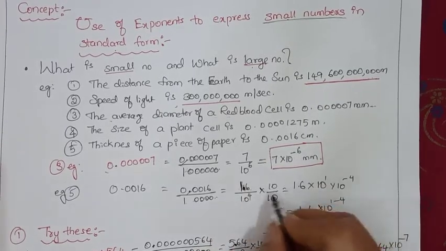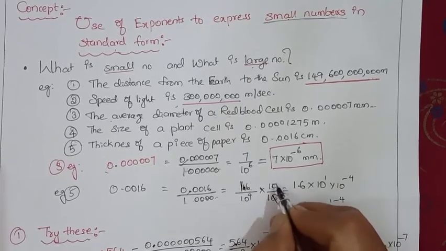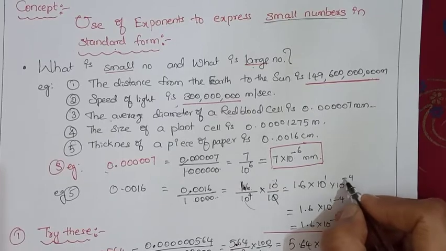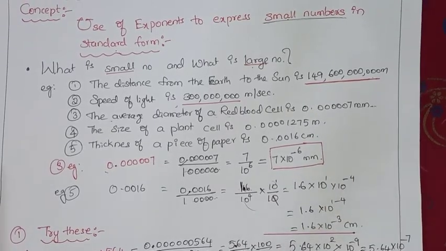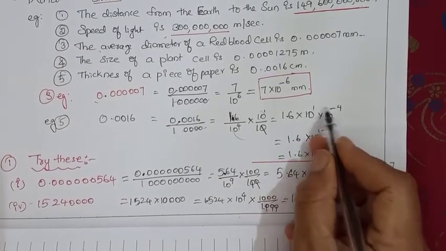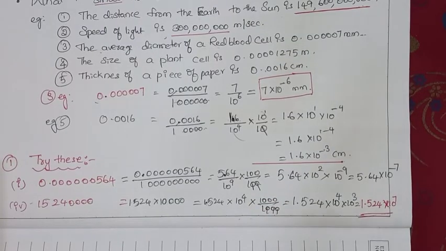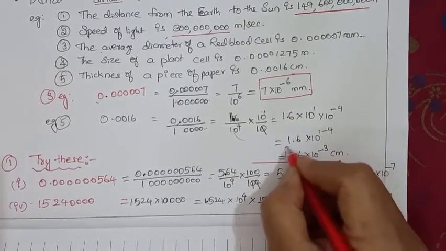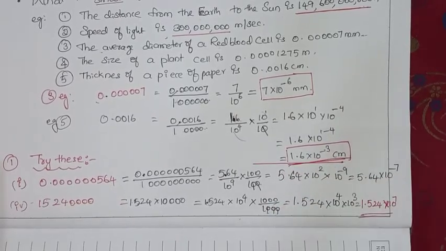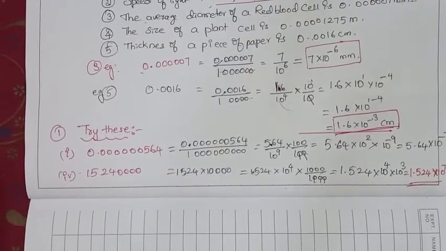Now this becomes 1.6 into 10 to the power of 1, and this I am taking into the numerator, which takes the place of the negative symbol. Now 1.6 into 10 to the power of 1 minus 4. 1 minus 4 is how much? Minus 3. This is called the smaller number standard notation. In negative powers only we will mostly get it. So try these. There are 4 questions, children.